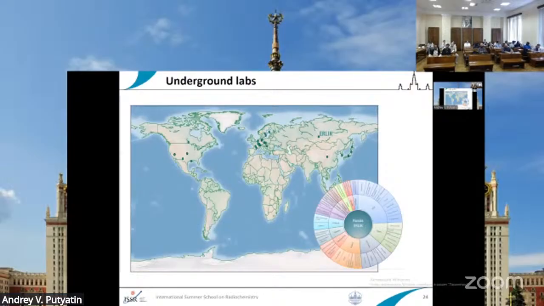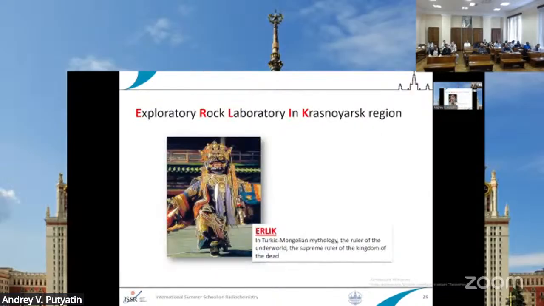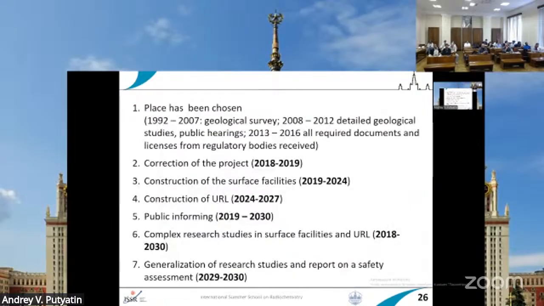Previously they chose the name ERLIC, an acronym for Exploratory Rock Laboratory in Krasnoyarsk region, and also, in Turkish Mongolian mythology, Erlik is the ruler of the underworld. So it was an interesting name, but nowadays they don't use this name anymore. I don't know why, but they don't use it. It's just the underground research lab in Krasnoyarsk region.